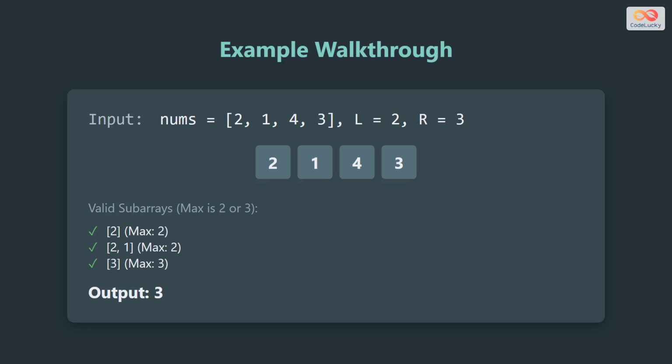Let's look at an example. Suppose our array is 2, 1, 4, 3, and we want the maximum element to be between 2 and 3. We can list out the subarrays. The subarray containing just 2 has a maximum of 2, which is valid. The subarray 2, 1 has a maximum of 2, which is also valid. The subarray containing just 3 is valid. However, any subarray including the 4 is invalid because 4 is greater than 3. So the answer here is 3.